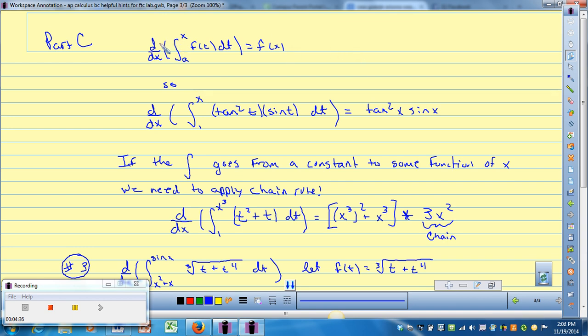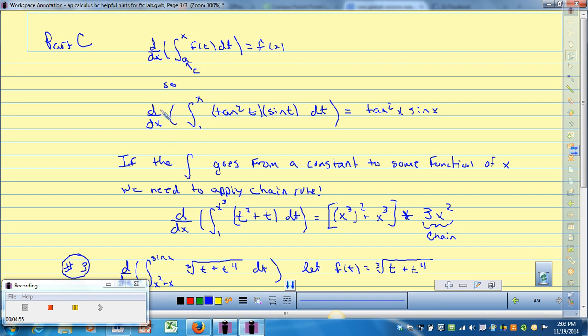And what we find out is that the derivative with respect to x of the definite integral from a constant (this a is a constant) to x of f of t dt, well, the derivative simply undoes the definite integral, and the answer is just f of x.